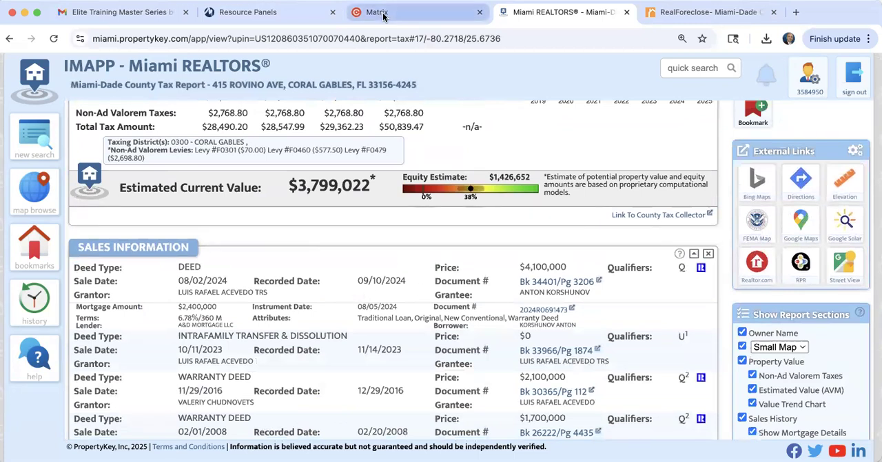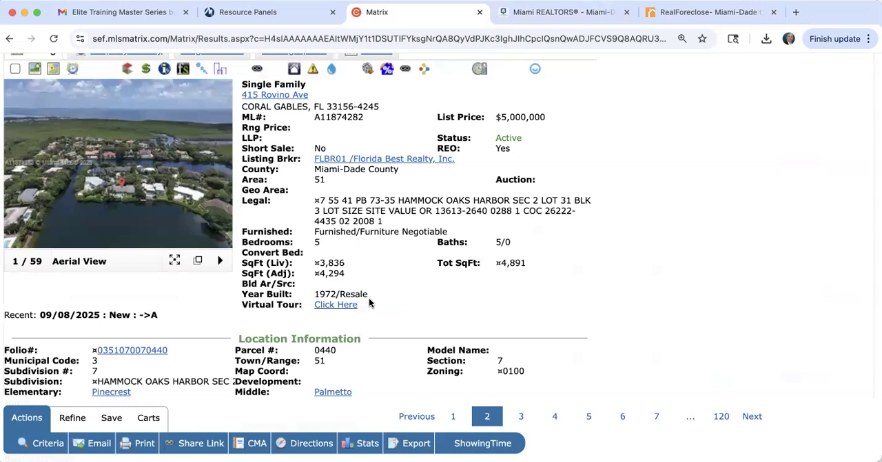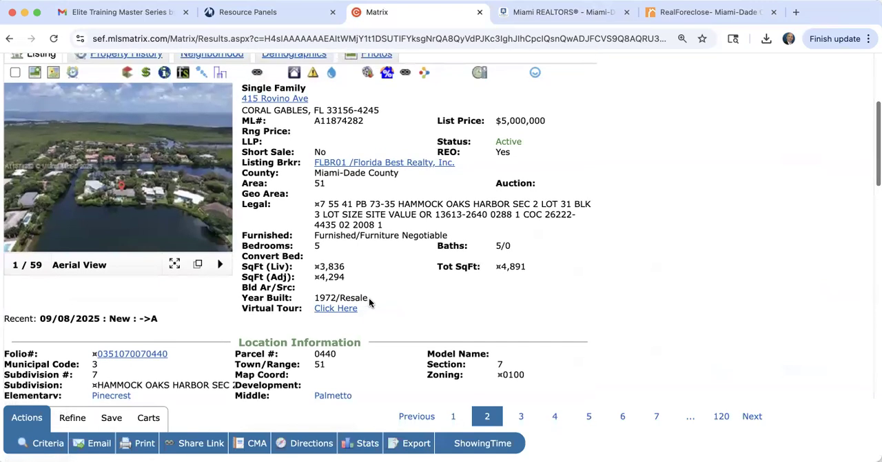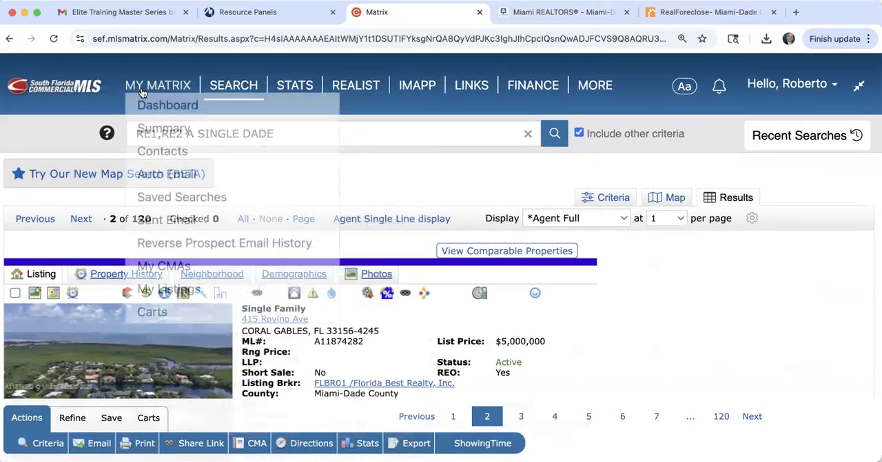All right, so just maybe a mistake on the listing agent answering yes to REO when he should have answered no. See here? Short sale, no. REO, yes. Maybe that was a mistake. Maybe not. We have to look into it. All right, guys. So there are many, many different opportunities.